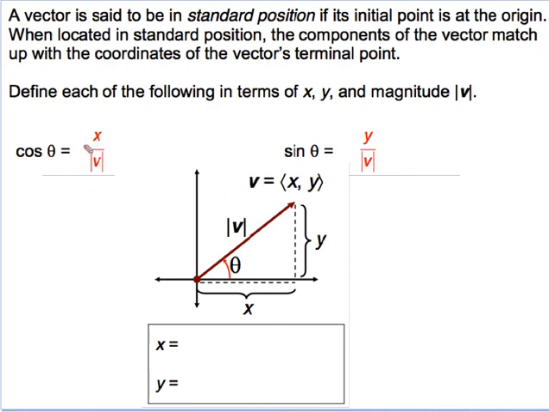Okay, but what if I wanted to get x and y by itself? In this case, I want to solve for x. All I have to do is multiply both sides by the magnitude. So if I wanted to solve for x, it would be my magnitude times cosine of my angle. If I wanted to solve for y, I would multiply both sides by the magnitude, and I'd have magnitude times sine theta.